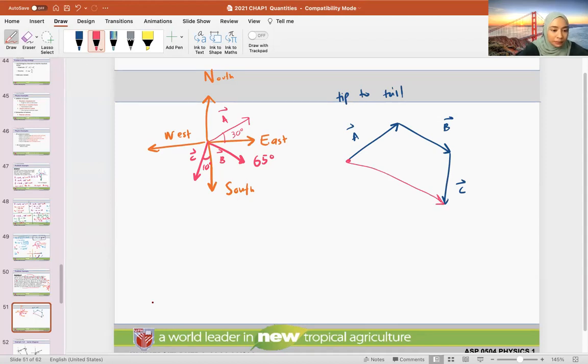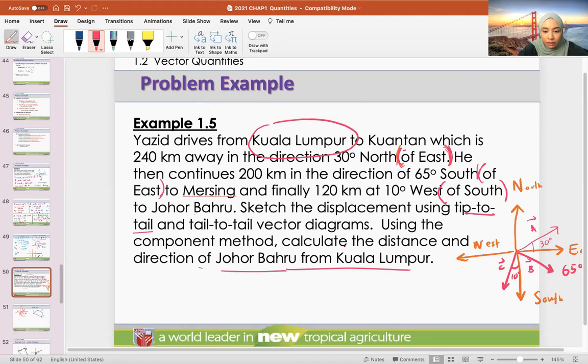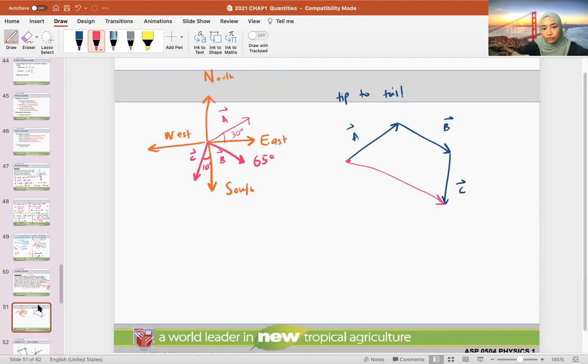But the question says calculate the distance and direction of Johor Bahru from Kuala Lumpur. So from the starting point to the end point, this is your resultant. They are asking for the resultant. Okay, so this is how you would sketch the tip to tail. And the angle must be correct too. Make sure the angle is correct. Use your protractor to draw it. Use your ruler. Make sure you have your scale correct.